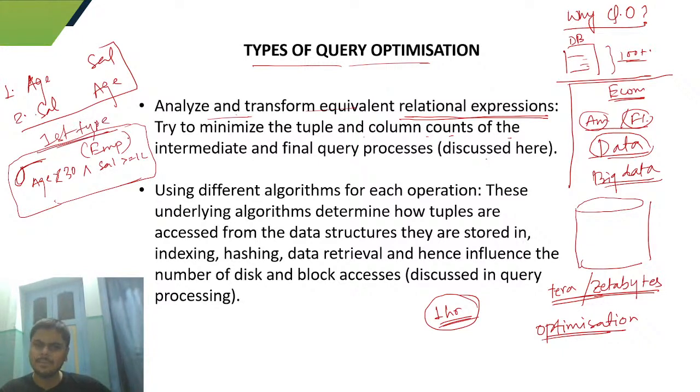And what is the next type? It is called using different algorithms for each operation. These underlying algorithms determine how tuples are accessed from data structures, and how they are stored in indexing, hashing and data retrieval, and hence influence the number of disk and block accesses in the query process.